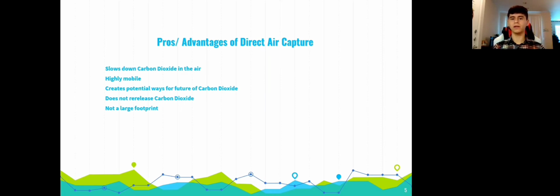Another perk about this is it's highly mobile or deployable. This is great because we will be allowed to move around these facilities to nearby towns or cities so that they do not interfere with public infrastructure or life.